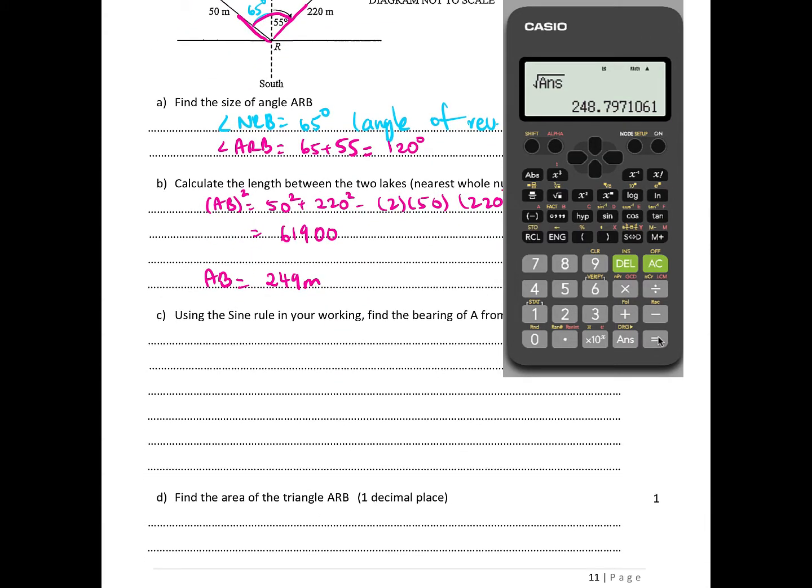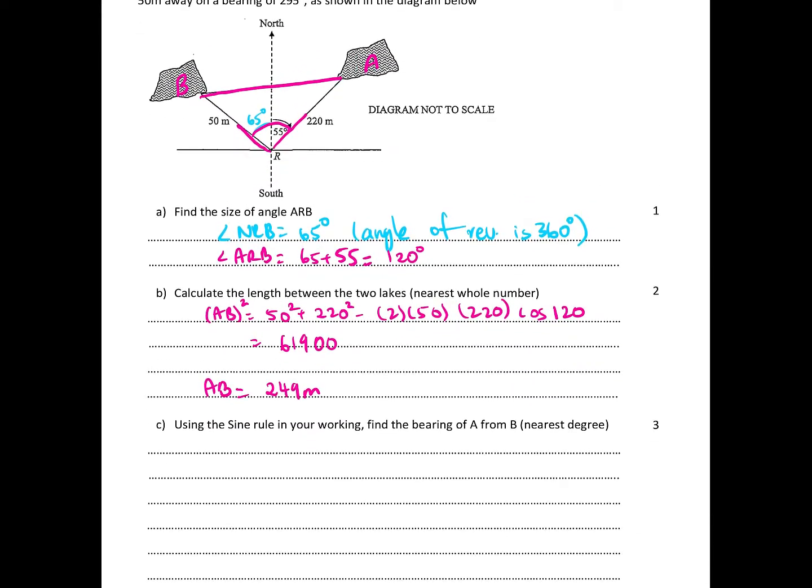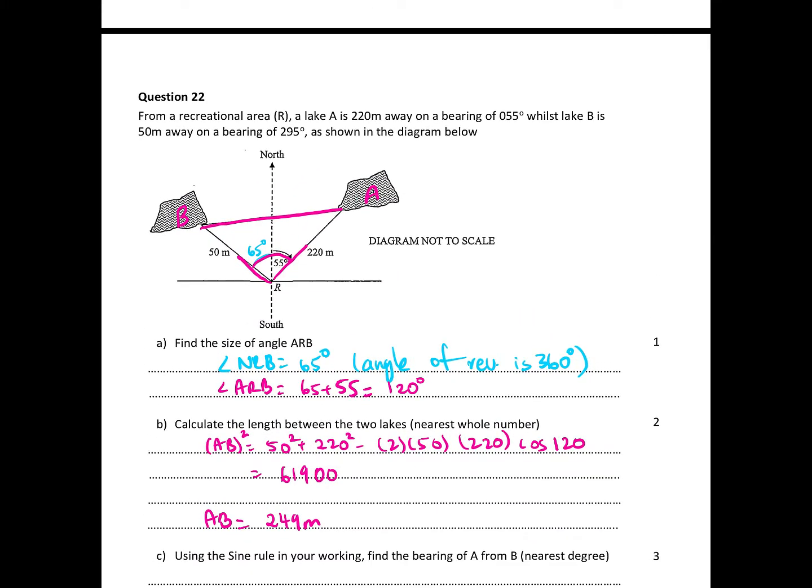Okay, part C, using the sine rule in your working, find the bearing of A from B. This is worth 3 marks. So I'm going to draw my little, I'll just get rid of these colours. I'll just draw.